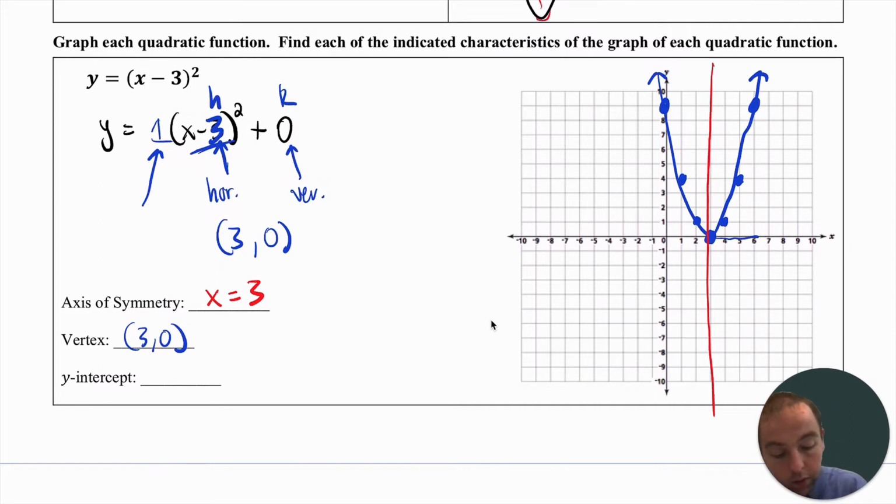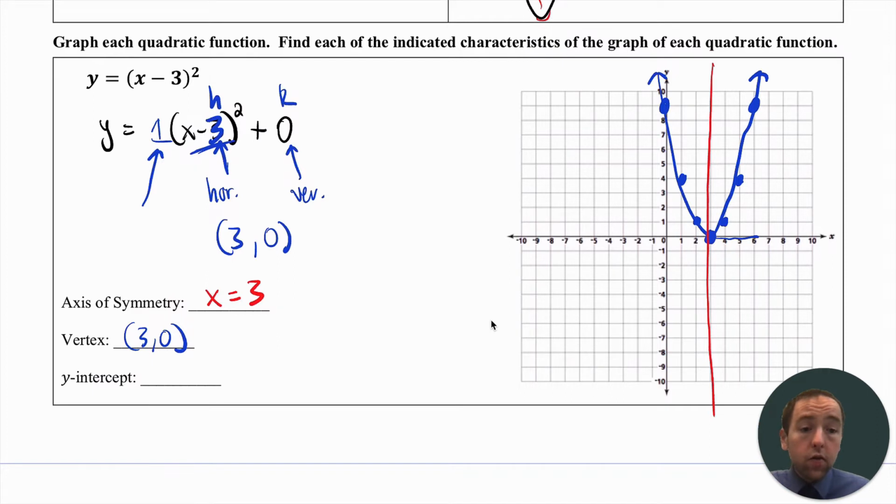And then the last thing that we want to be able to identify is the y-intercept at this particular point in time. Now, if you look at the graph that we just made, it's very easy to see where the y-intercept is, because it's going to be at the ordered pair (0, 9).